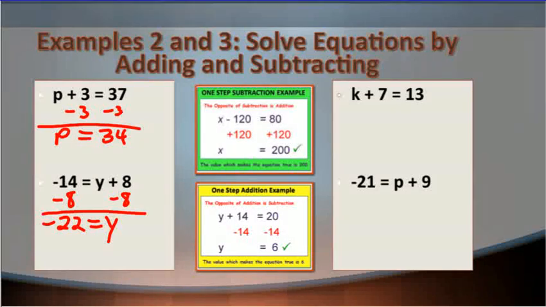Next, a plus 7 equals 13. The opposite of adding 7 is subtracting 7. So I subtract 7 on both sides. I end up with 13 minus 7, which is 6.